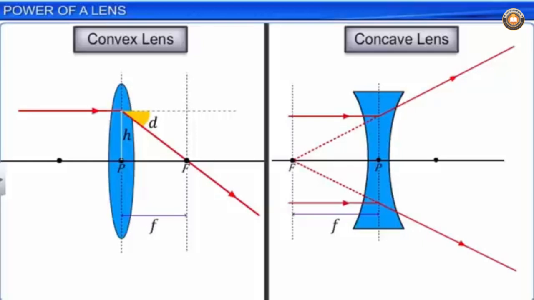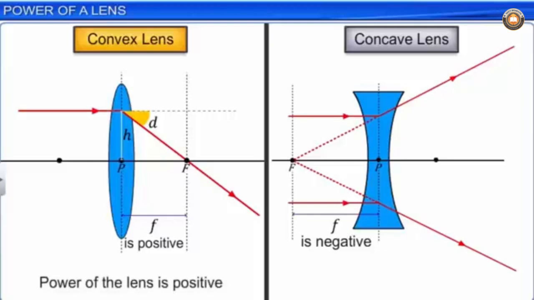Note that the focal length and hence the optical power of a lens depends on the medium in which the lens is placed. For example, a converging lens in air with focal length equal to 20 cm is made of glass of refractive index 3 by 2.